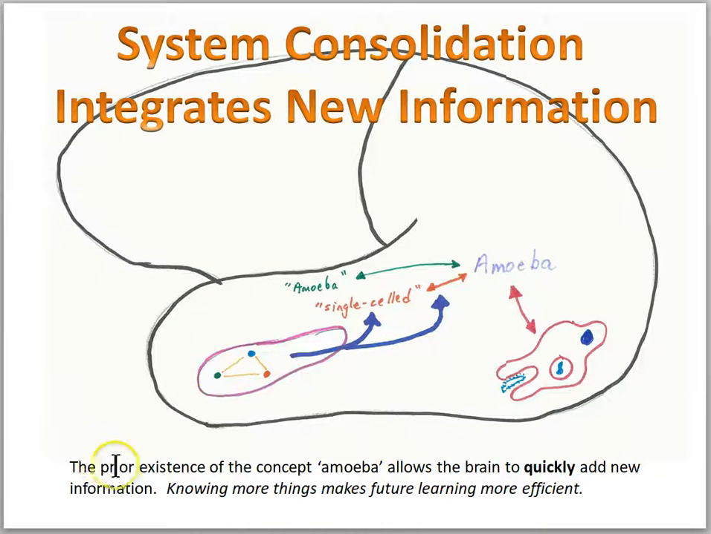The prior existence of the concept amoeba allows the brain to quickly add new information. And this is kind of an interesting idea, that knowing more things makes future learning more efficient. If we already have information about amoeba here, it's easy to attach new information to already existing concepts. So it's kind of like the more you learn, the easier it is to learn more.